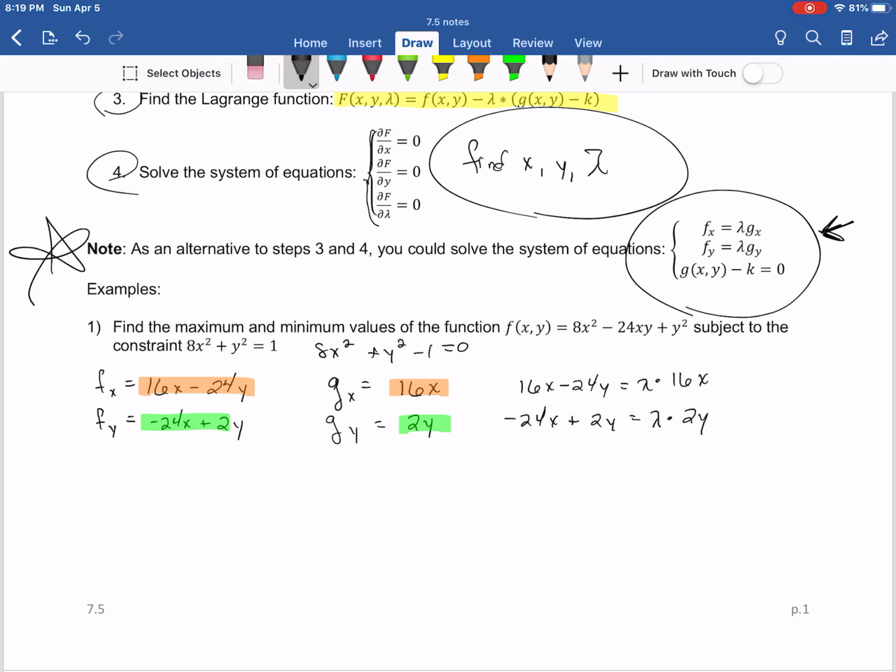Now, the system is not quite complete. We also need to throw in there that constraint function. So this is now your system of equations that you want to solve for x, y, and lambda. All right, so one approach is to take those top two and solve each of them for lambda, and then set them equal to each other. So if I take the top equation and get lambda by itself, that's going to mean divide both sides by 16x.